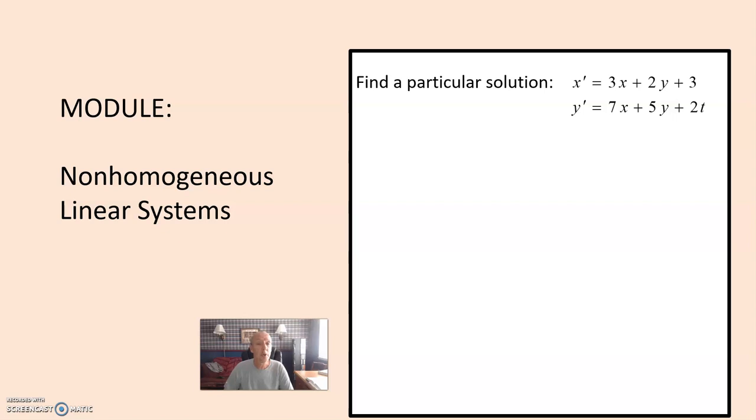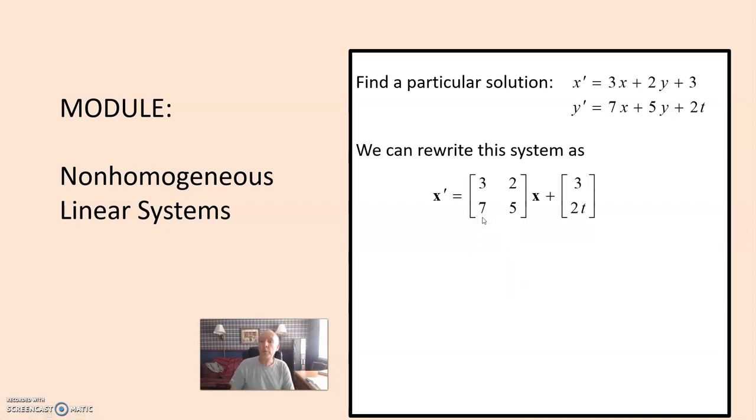Before we proceed with this question, let's be mindful that there are different methods of solving non-homogeneous linear systems within this module. One method is the variation of parameters, but here we're going to use the method of undetermined coefficients because we have constant coefficients. Therefore, if we have constant coefficients, we probably want to use the method of undetermined coefficients.